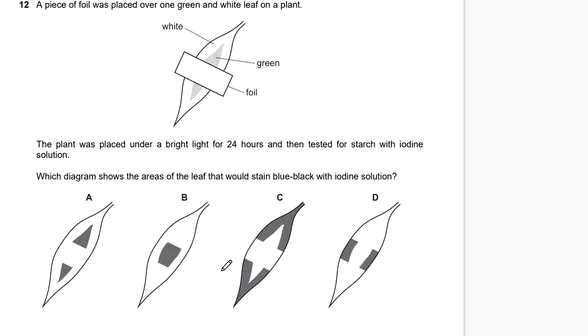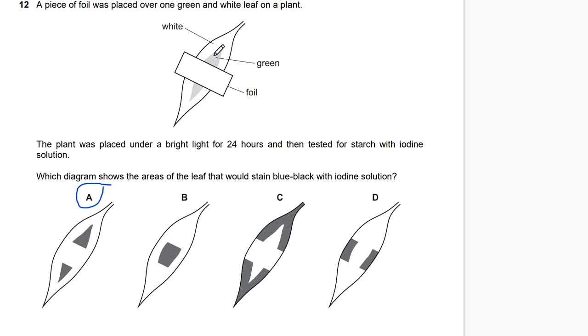Next, a piece of foil was placed over a green and white leaf on the plant. So we have here the white part and the green part, and then of course the foil. The plant was placed under a bright light for 24 hours and then tested for starch with iodine solution. Which diagram shows the areas of the leaf that would stain blue-black with iodine solution? Of course, the correct answer is letter A.